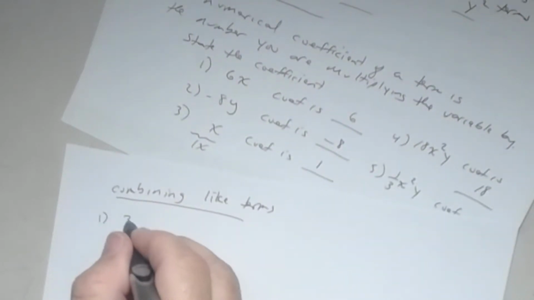Okay, so if they're like terms, you can combine them. And it's very simple. Let's start with a simple one that you've done before. 3 plus 2 equal what? 5. They're like terms. Why are those like terms? Because they're called what? Constants. I can combine constants. So I combined them.